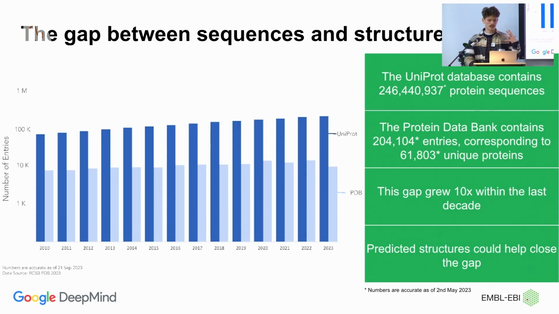I think this is a really important figure to remind ourselves of. The UniProt database has around 250 million protein sequences. In comparison, the PDBe has just over 200,000 experimental structures, of which 60 thousand are unique proteins. So you can see this gap is massive between the two. And obviously, using predicted structure models is the solution to close this gap.